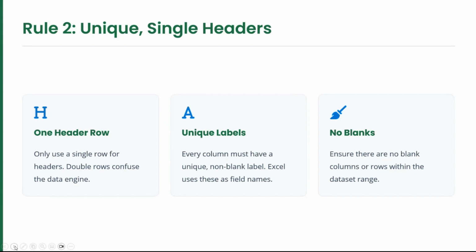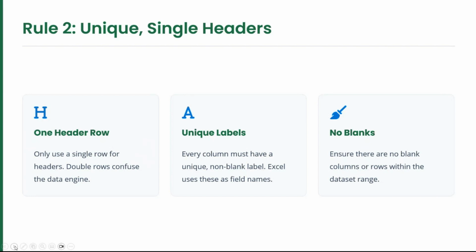So the second rule, you need to have unique single headers. I think this is also a repeat from the previous lesson where we spoke about tables, but it follows on. So the principles of data analytics don't change. If we're working with a table, we still use it to generate a pivot table. So you need to have one header row, only use a single row for a header. You can't have double rows.